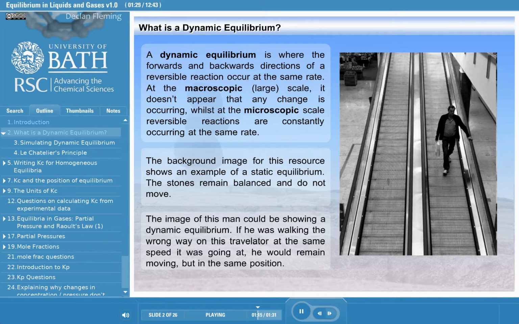A chemical equilibrium can only be established in a closed system. That's one in which no chemicals can enter or leave. In our model, the man will eventually walk off the travelator, so he's not in a closed system, and a new equilibrium won't be established.